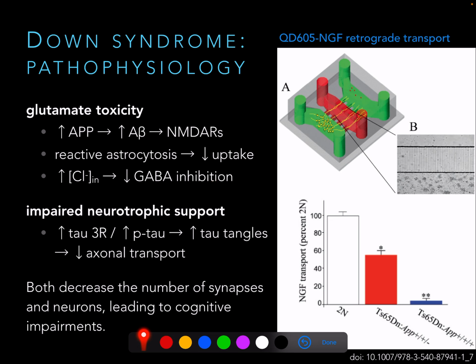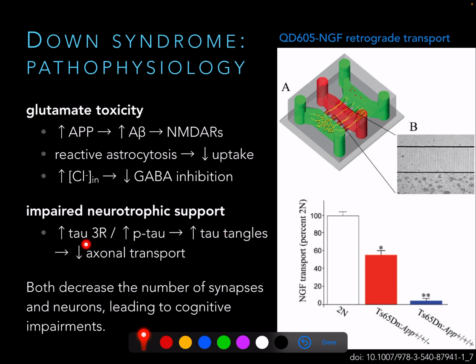So now GABA is not inhibitory anymore. So we apply the gas, and we don't take our foot off the gas, and we turn the brake into another gas pedal. So neurons are highly excited in Down syndrome. Another problem is impaired neurotrophic support. Remember, we make that less sticky tau, the tau that doesn't stick to microtubules, but instead sticks to itself, forming tau tangles.